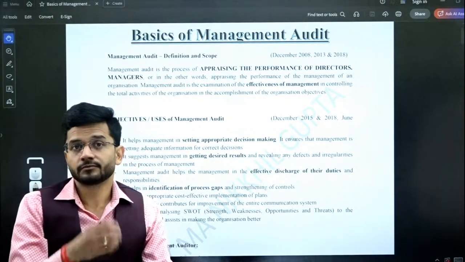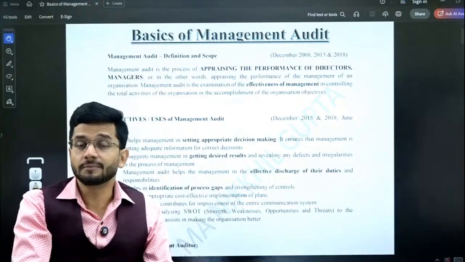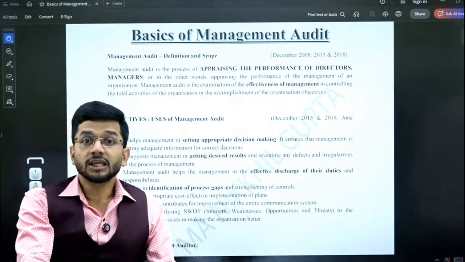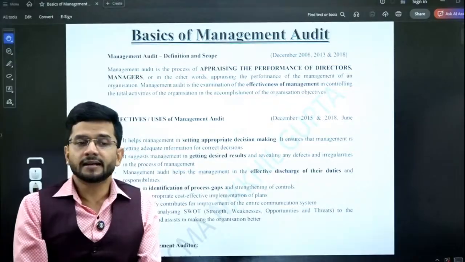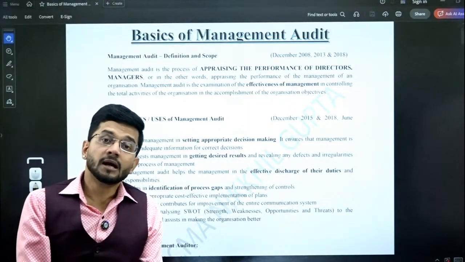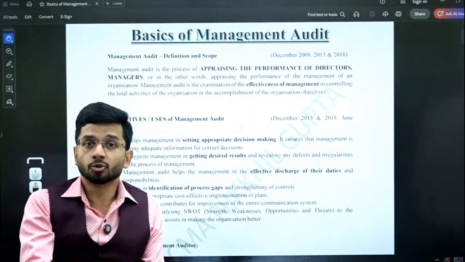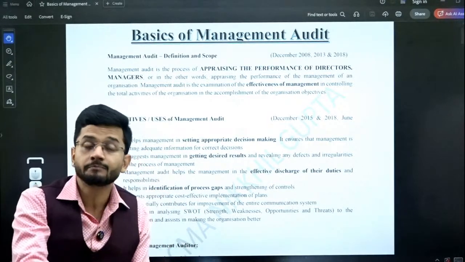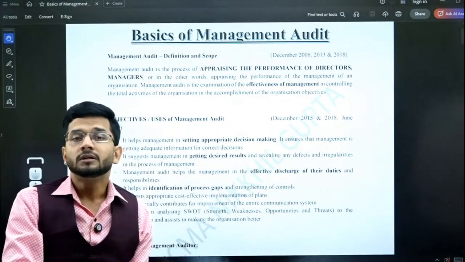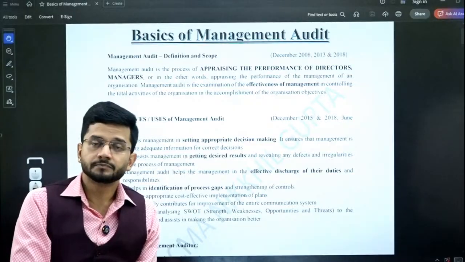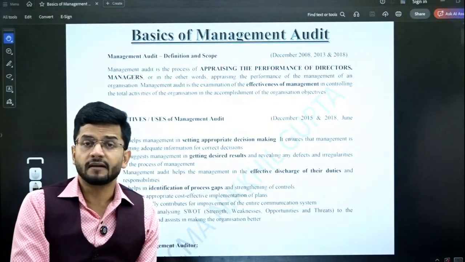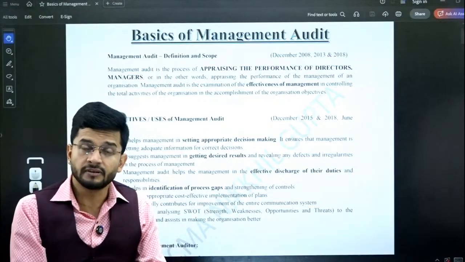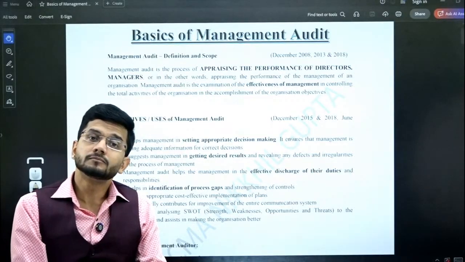Management takes decisions on a daily basis. And if those decisions work well, then the entire ecosystem of a business, the entire ecosystem of an organization, will work well. But if management doesn't take prudent decisions, if management doesn't take the right decisions at the right point in time, then the entire ecosystem, the entire environment of the organization is going to come to a standstill. The company will incur huge losses.